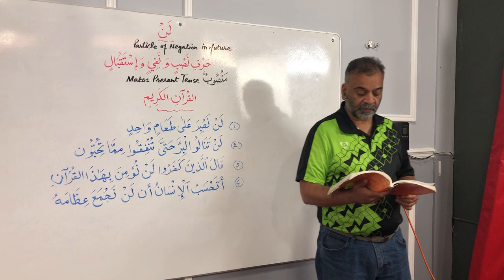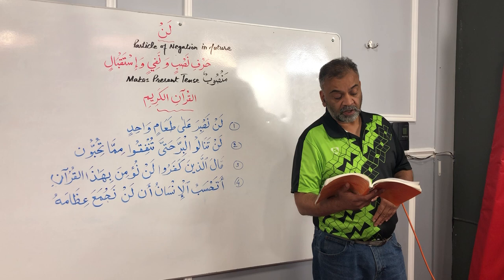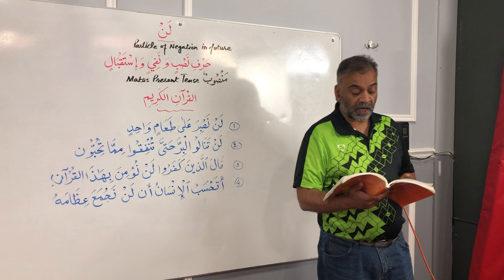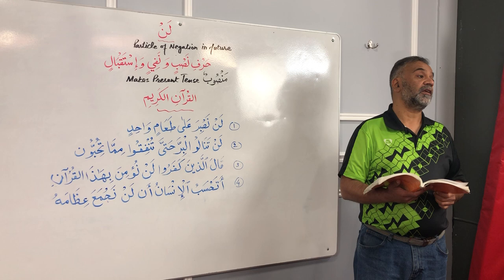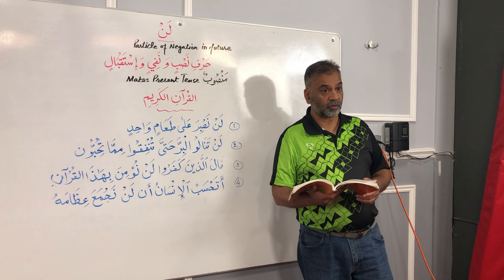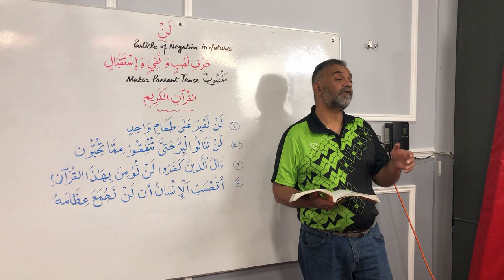Yuridu, he wants. Amru wants ay yashtariya, to buy kitaban faransiyan minal Hindi, a French book from India. No, he wanted to buy al-Urdiyati, an Urdu book. So that's what it is. Jafar minal Hindi? No. Jafar was min Pakistana.